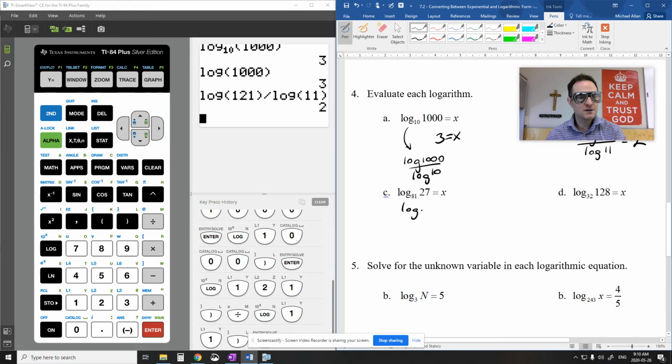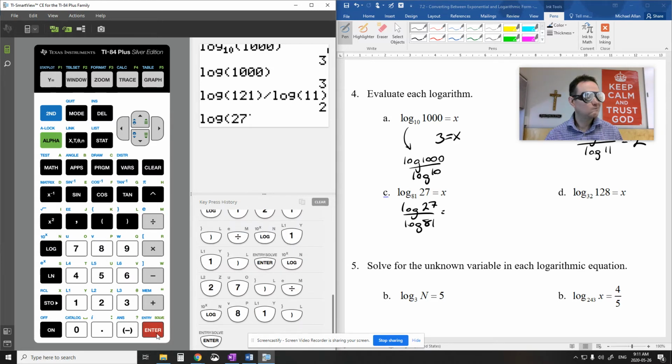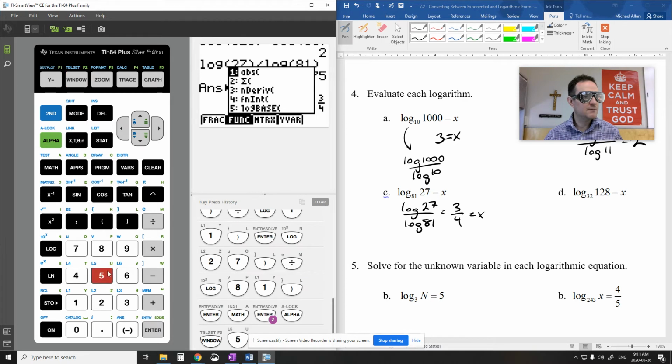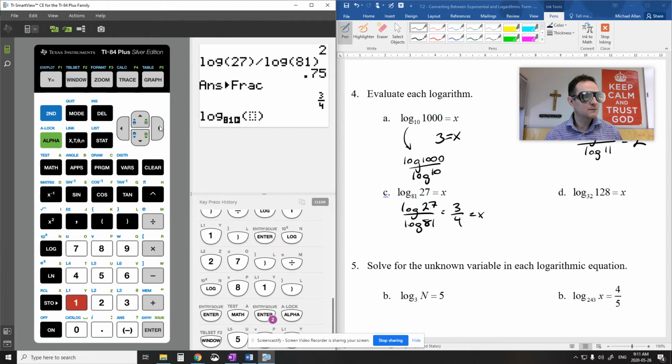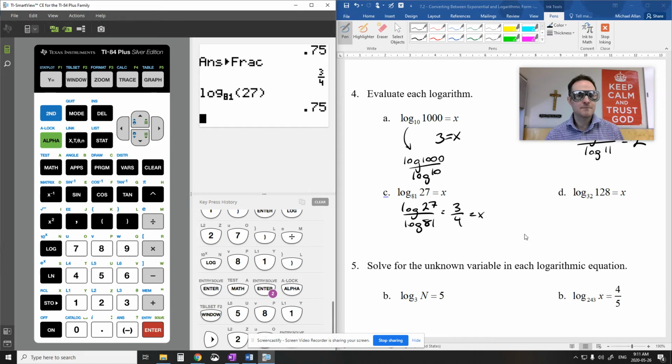So this one, you do the same thing. You go log 27 divided by log 81. Okay, so you might get a fraction. That's fine. Let's see. Yeah, we do. If I go math and try enter, yeah, 3 over 4. It's equal to x. Again, you could just go alpha window, go down to log base, and put the numbers in, like 81, 27, make it look exactly the same as that, and you get the same number.